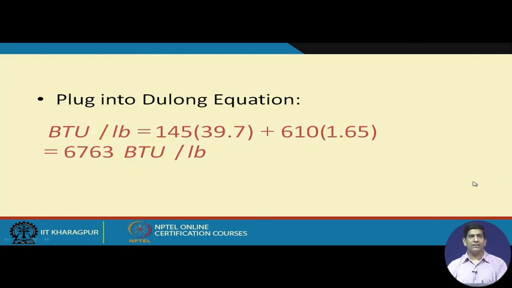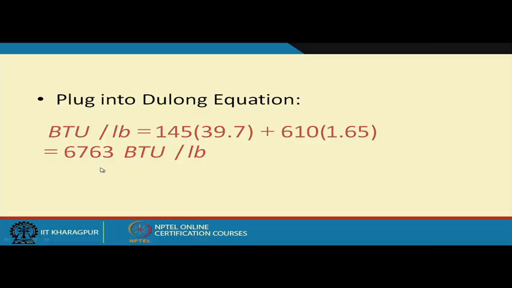And you can plug in, since no other components are there. Chlorine was not there in the Dulong equation, so we don't have to factor the chlorine in. You just get your carbon and hydrogen, plug in there, and you get 6,763 BTU per pound, which is a very good number actually. So anything above 5,000 is very good BTU per pound. It's a good energy source, and PVC can burn and can produce a lot of energy.